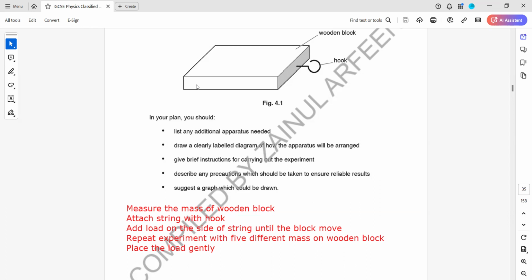Then what are the precautions? Results are reliable. So as I mentioned, place the load gently and look perpendicular when you're reading the scale of the spring balance. So avoid a parallax error and then repeat.